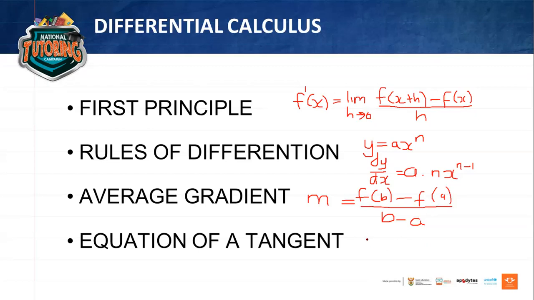Then we have an equation of a tangent. Remember, a tangent is a straight line that touches a curve at one point. Because a tangent is a straight line, the equation of a straight line will be y is equal to mx plus c, all right? So that is your equation of a tangent, okay? So make sure that you know how to get the equation of a tangent. Of course, the m in this regard is your gradient, and your c is your y-intercept. So this is what we'll be looking at today, the first part of differential calculus.